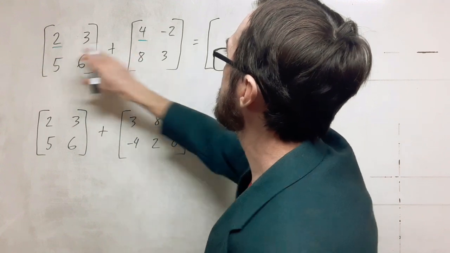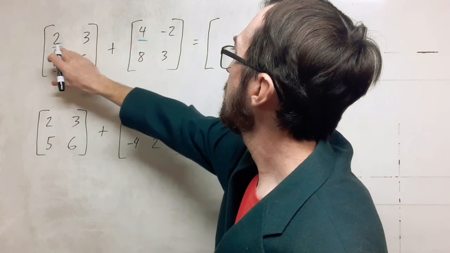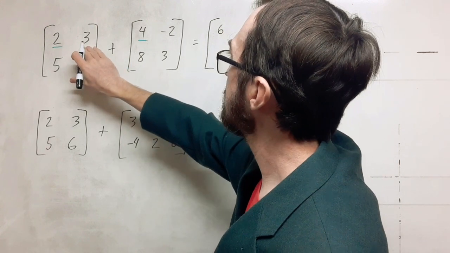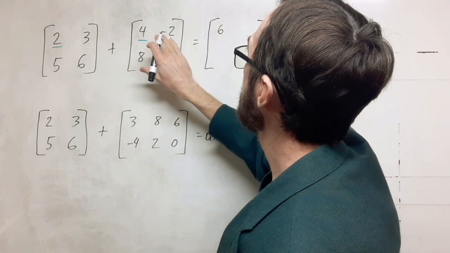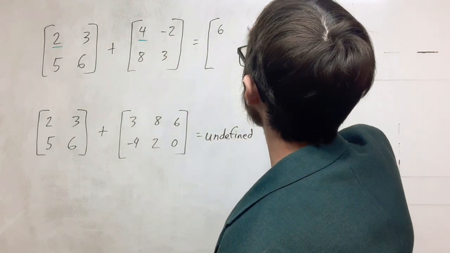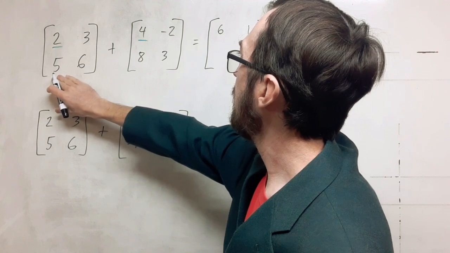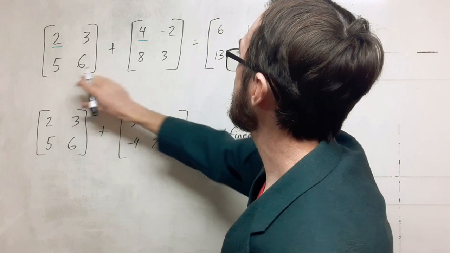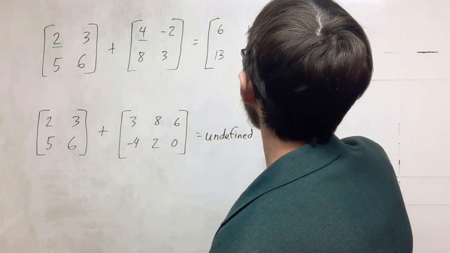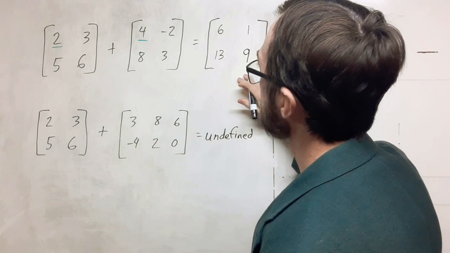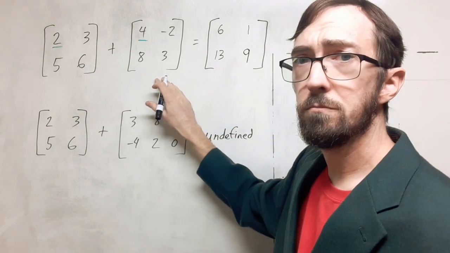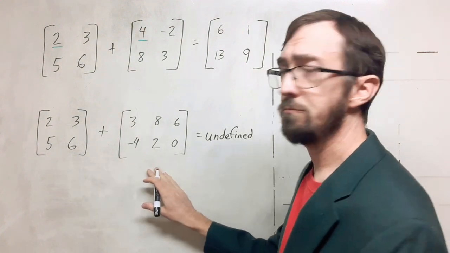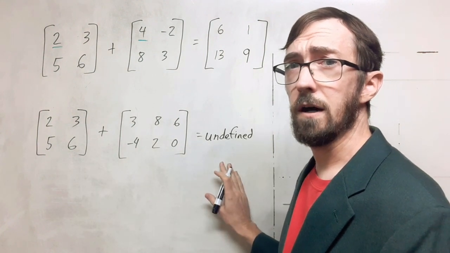And looking at the first position, position 1,1 and position 1,1, I have 2 plus 4 will be 6. Looking to the right, we have 3 plus negative 2 will give me 1. 5 plus 8 will give me 13. And 6 plus 3 will give me 9. So this is the sum of these two matrices. And again, since the dimensions on the two matrices do not match, they're undefined.